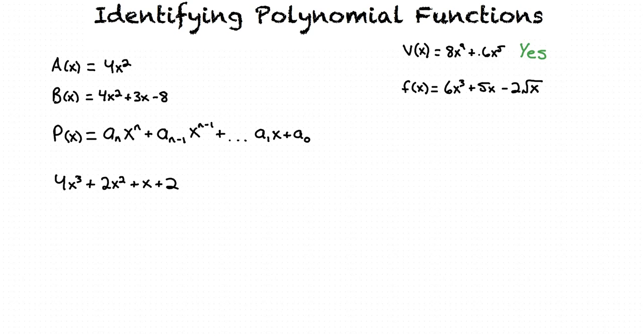This is not a polynomial function because the last term, negative 2 times the square root of x, is equivalent to negative 2 times x to the 1/2. Since 1/2, the degree of the exponent, is not a whole number, we know that this is not a polynomial function. A third example, g of x equals 1 over x to the 7th.